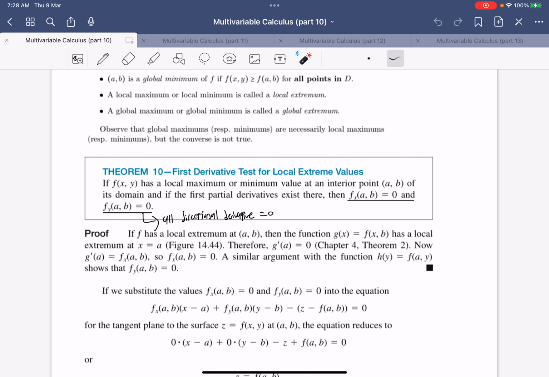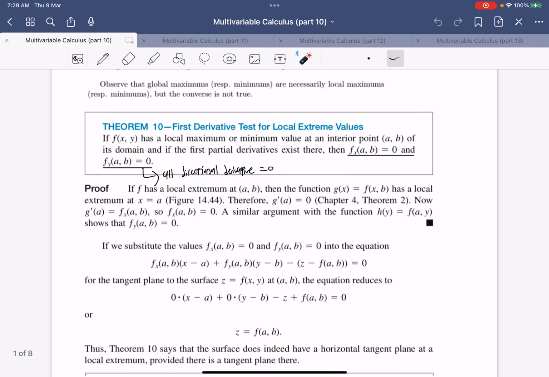So let's move on, and now we will show how to find the local extreme values. And this really comes from the first derivative test for higher dimensions. And it says that if it has a local maximum or minimum and the partial derivatives exist, then these partial derivatives must equal 0, which also implies that all directional derivatives equal 0.